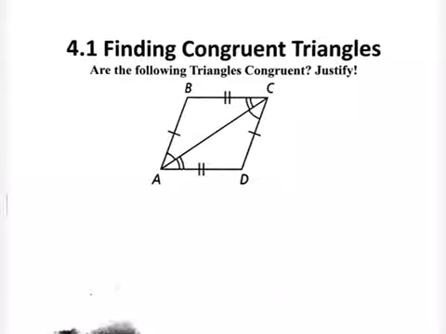Here it asks, are the following triangles congruent and justify? Well, let's see. We've got two sets of angles, which means these third set of angles here, B and D, must be congruent. And that's your third angle theorem.